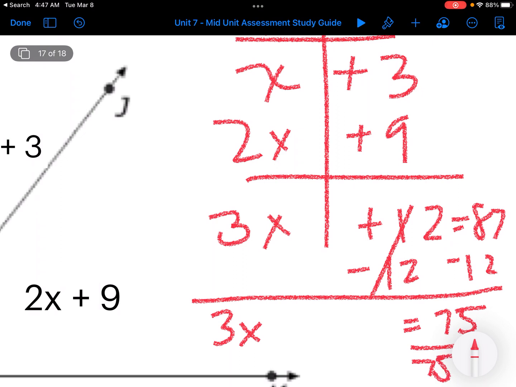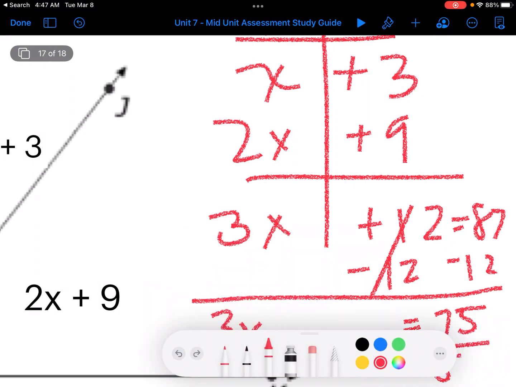Divide by 75. Not divide by 75. Goodness, you can tell it's 4 o'clock in the morning.